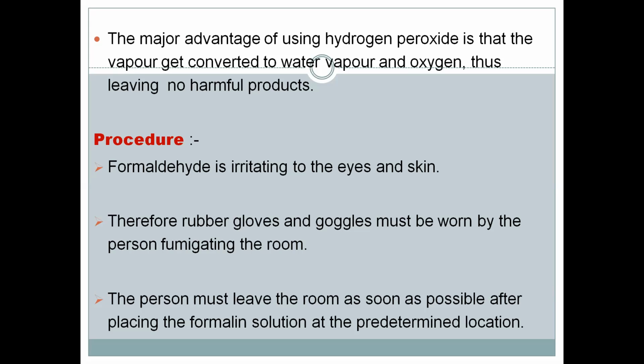Procedure. Sometimes this formaldehyde, whenever we go for fumigating, is irritating to the eyes and also the skin. So what should be done? Rubber gloves and goggles must be worn by the person fumigating the room. The person must leave the room as soon as possible after placing the formalin solution at the predetermined location.